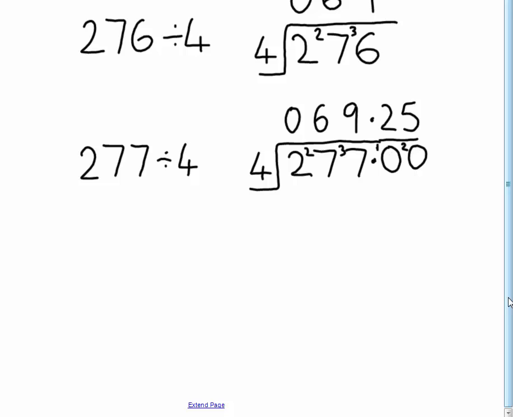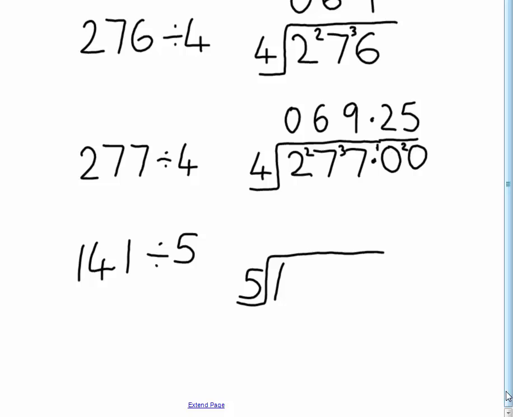Let's look at another example. Say we had 141. Let's divide that by 5. The method is the same. The bus stop, or your truck stop, however you want to describe it.